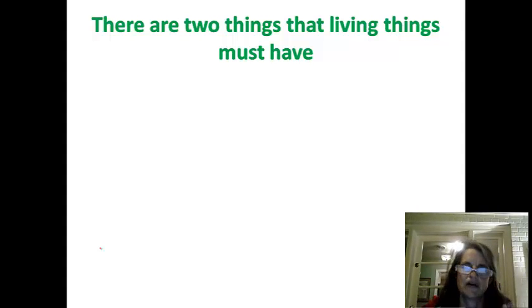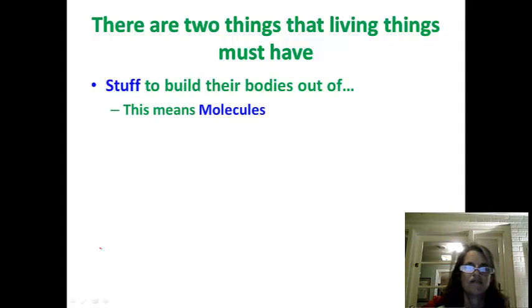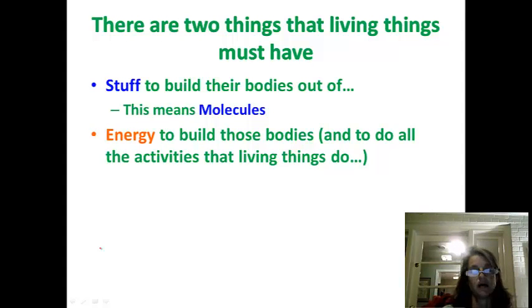So there are two things that all living things have got to have. First of all, they have to have stuff to build their bodies out of. And what that means is molecules. They've got to have molecules to build their bodies out of. Your flesh and bone, a pine tree's flesh and bone, bark and leaf, it's all made out of molecules. All organisms are built of molecules. But they also must have energy in order to build those bodies out of the molecules.